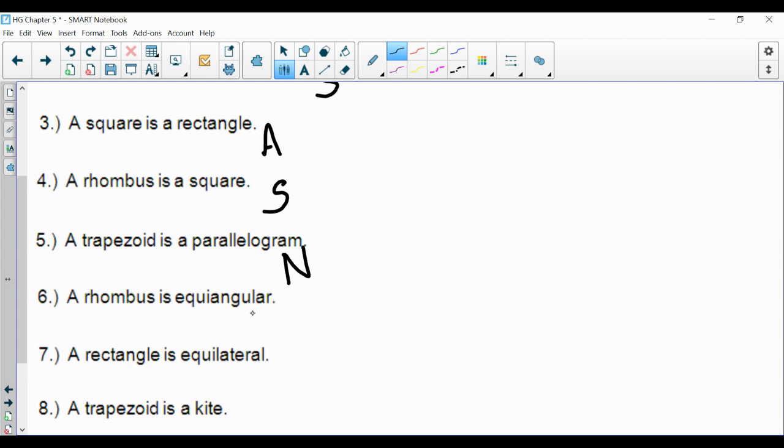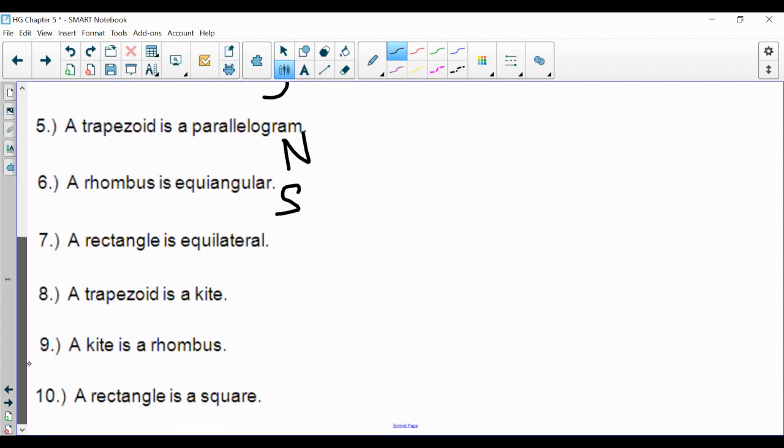All right, a rhombus is equiangular. So with this one, meaning all the angles are the same, that is not normally true, like if we're just talking a normal rhombus, but recall a square is a type of rhombus, which means it is sometimes true. It is only true when we have a square. Okay, and again, a square is a rhombus.